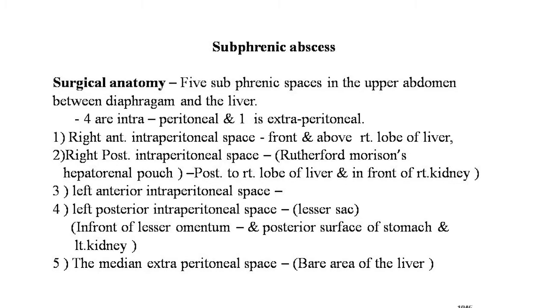Third subphrenic space is the left anterior intraperitoneal space, and fourth is the left posterior intraperitoneal space, that is the lesser sac, in front of the lesser omentum and posterior surface of the stomach and left kidney. And fifth, extraperitoneal, is the median extraperitoneal space, that is the bare area of the liver.